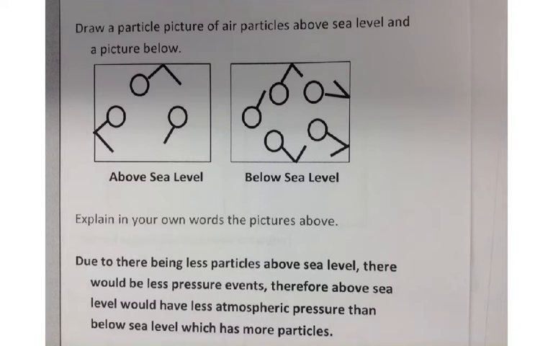This is how I would show that. If you look at the top, or if you look at the above sea level one, you notice there's only 3 particles, and therefore there's only 2 pressure events. Therefore, when you look at below sea level being 5, they have 4 pressure events, and that's just because of how many particles are actually seen.